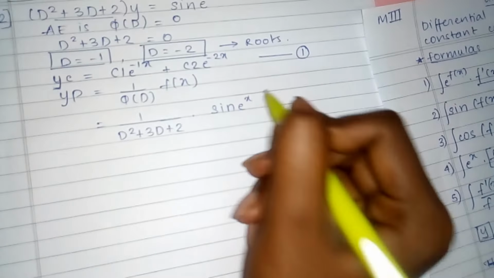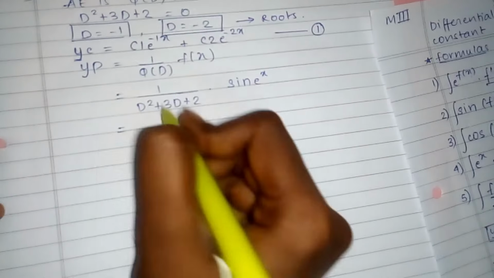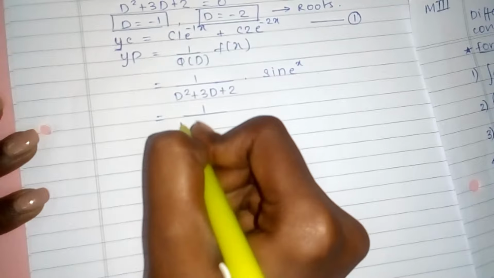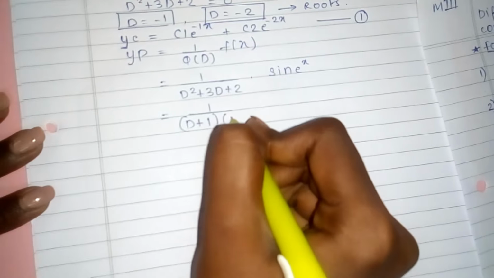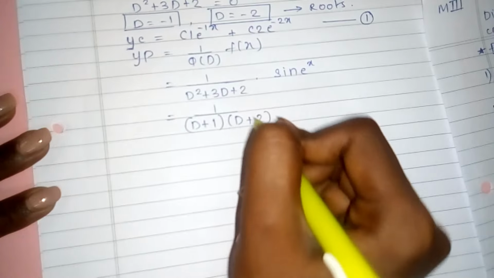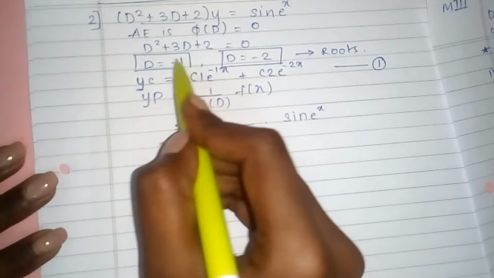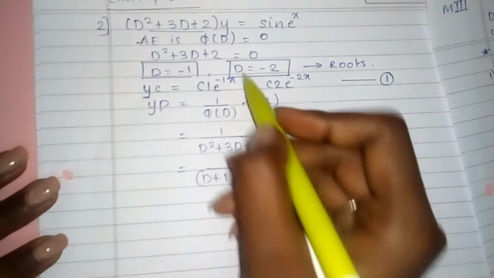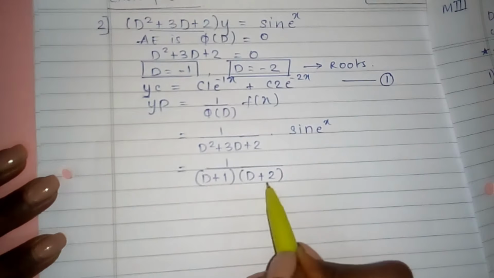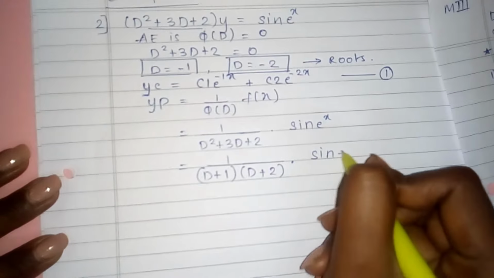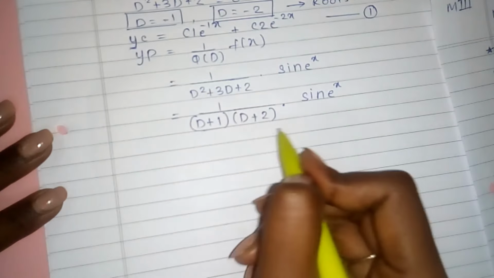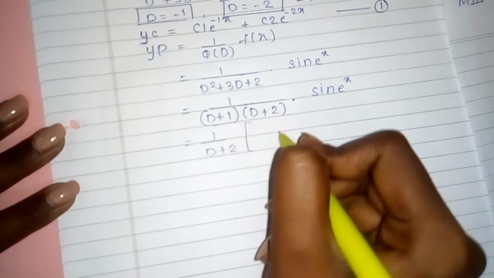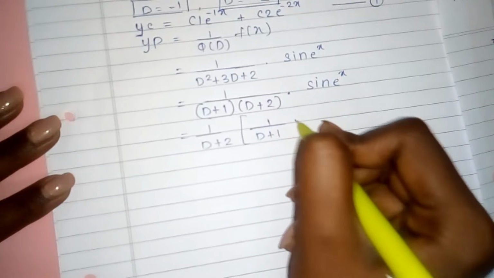So now we'll convert it into D plus and D minus factors. So 1 upon D plus 1 and D plus 2. We've converted. See, now you can see the root is minus 1. If D is equal to minus 1, then it is D plus 1. And if the root is D equal to minus 2, then the factor is D plus 2, into sine e raised to x. Now we'll take the smallest term first inside and we'll keep the bigger term outside. So 1 upon D plus 2 is kept outside and 1 upon D plus 1 is taken inside, with f of x as sine e raised to x.